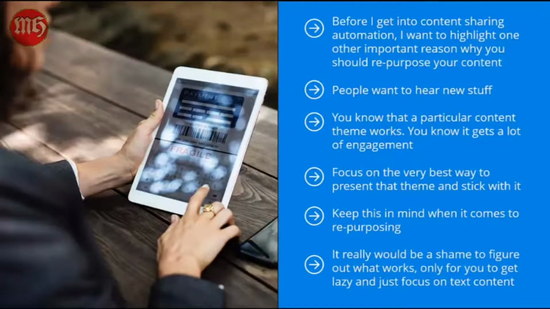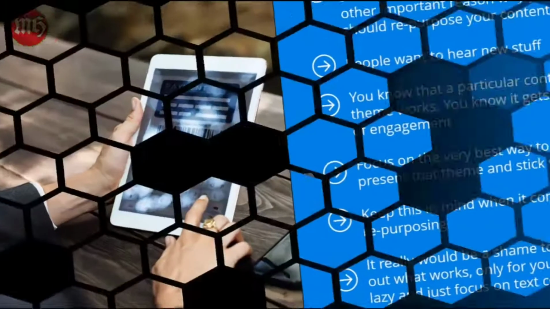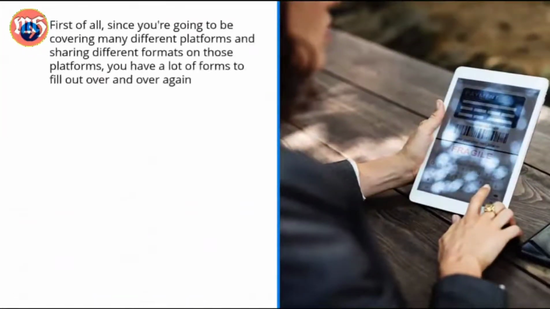I'm sorry to say it, but text content can only take you so far, which brings me to content sharing automation. Since you're going to be sharing a lot of content, and much of this content being third-party as well as original and repurposed content, you're probably going to have your hands full if you decide to do this manually. First of all, since you're going to be covering many different platforms and sharing different formats on those platforms, you have a lot of forms to fill out over and over again.